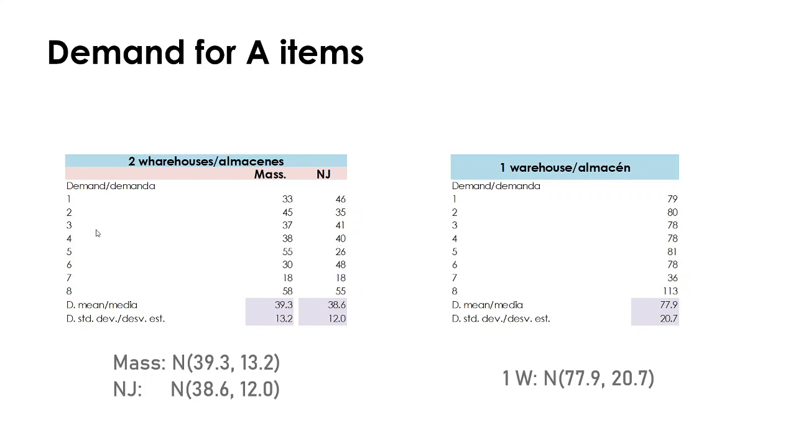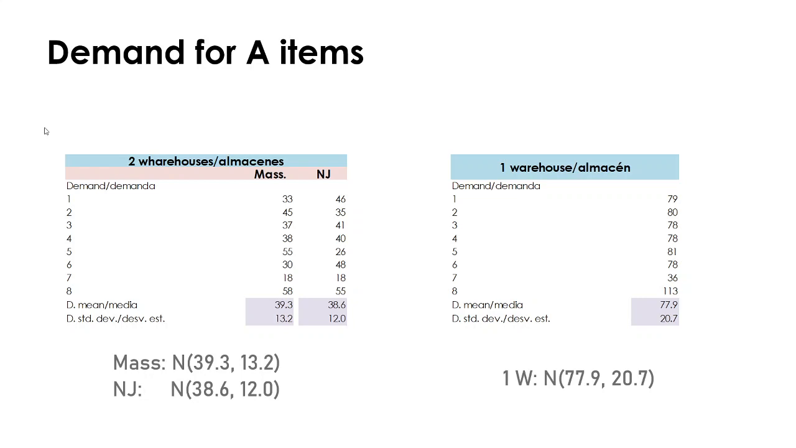So if we have our demand for all the 8 weeks we have here, we can first calculate the average of these 8 values, which for the case of Massachusetts is 39.3, and the standard deviation is 13.2. We can do the same for New Jersey, and we have this average here and this standard deviation. So those two values for Massachusetts and these two values for New Jersey are those that we can assume are the means and the standard deviations for the distributions for both Massachusetts and New Jersey.